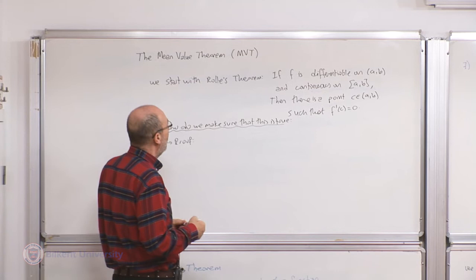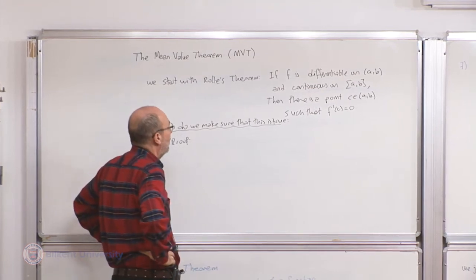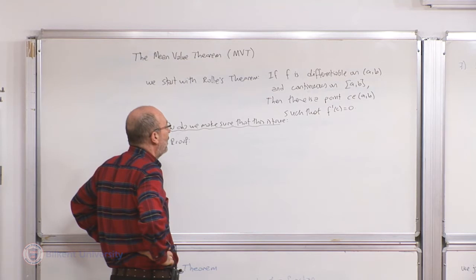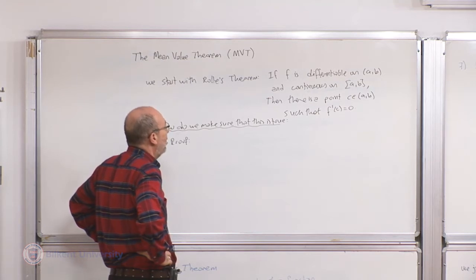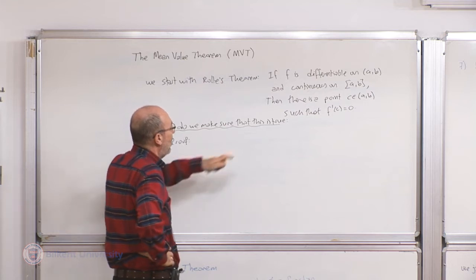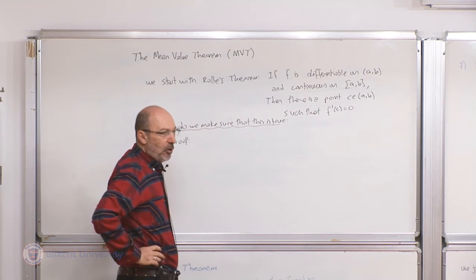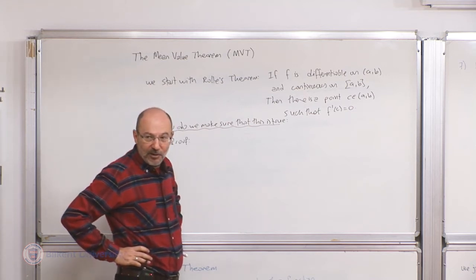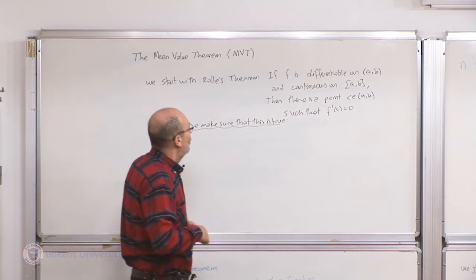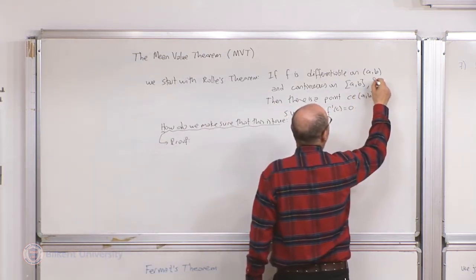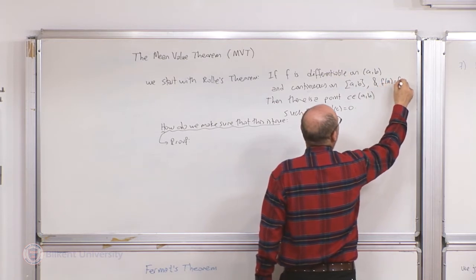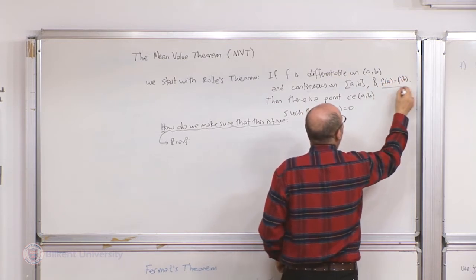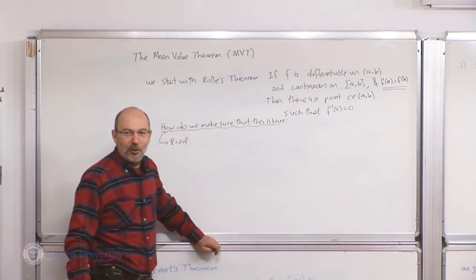Yes, when I was talking about the proof, I realized that I need one more condition here. The theorem, in the way I stated it, is wrong. Consider the function y equals x. The derivative is never 0. So what do we want? We want the endpoints to be the same. So let us add here: and f of a equals f of b. That's the thing that makes Rolle's theorem roll.